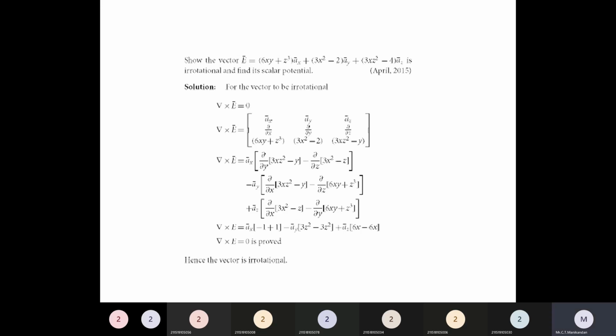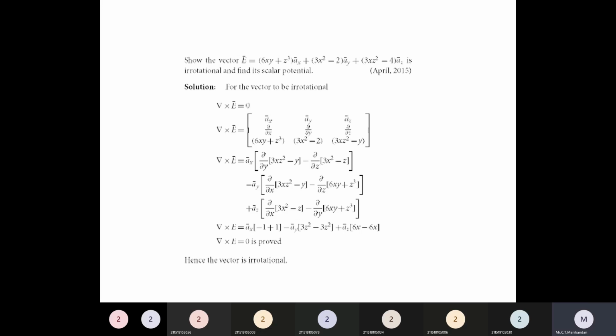Okay, so for curl of the vector, what should we obtain? Del cross E equal to 0. The above problem is given in the Cartesian coordinate system, with Ax, Ay, and Az. So you will be getting del cross E equal to 0. That is what we have to show.